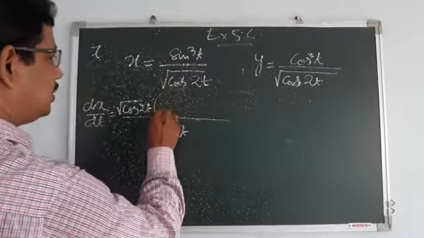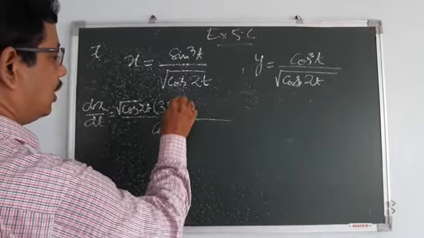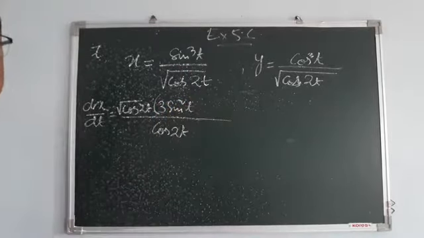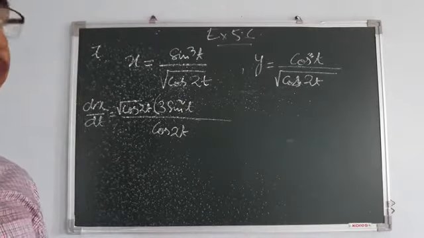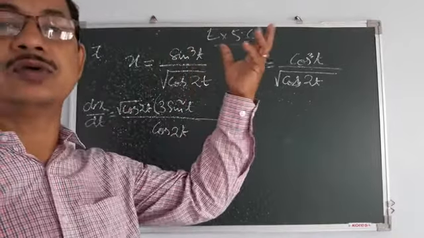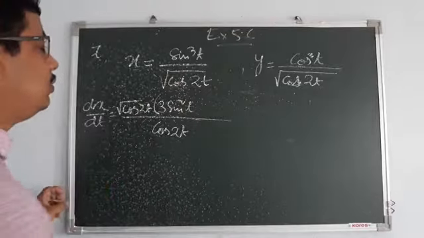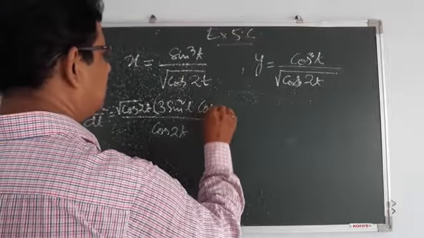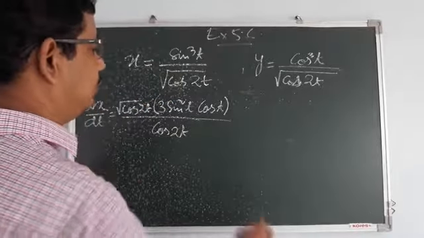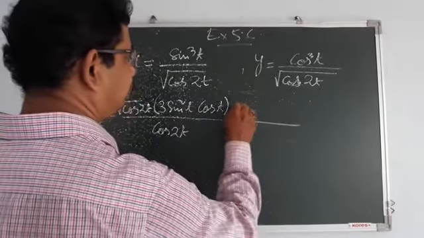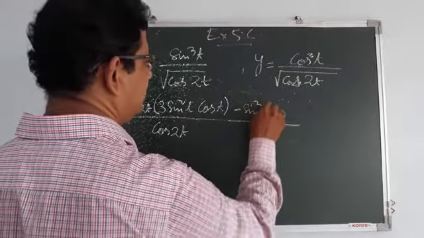If we differentiate sin cube t, it will be 3 sin square t, just like x cube. If you differentiate x cube with respect to x, it is 3x square. Here sin t whole thing cubed, so of course 3 sin square t, then sin t you have to differentiate, and it becomes cos t. This is the differentiation of sin cube. Minus sin cube t, you keep as it is.